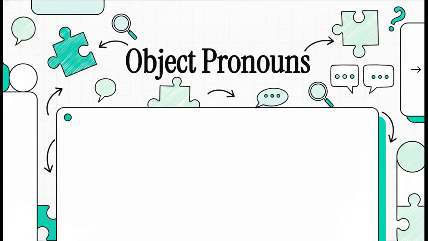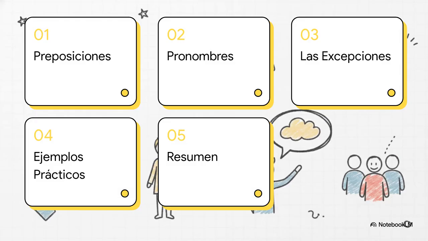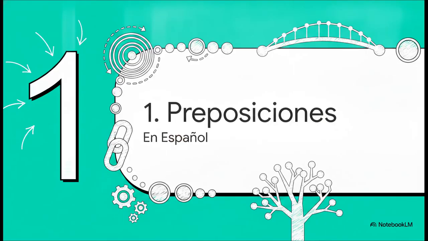Okay, let's dive right in and decode exactly how these pronouns work, when they change, and why learning these specific rules is going to instantly make your Spanish sound so much more natural. Here's our game plan for today. We'll cover 1. Preposiciones en español. 2. Pronombres con preposición. 3. Las excepciones, conmigo y contigo. 4. Ejemplos prácticos. And finally, 5. Resumen de la lección.